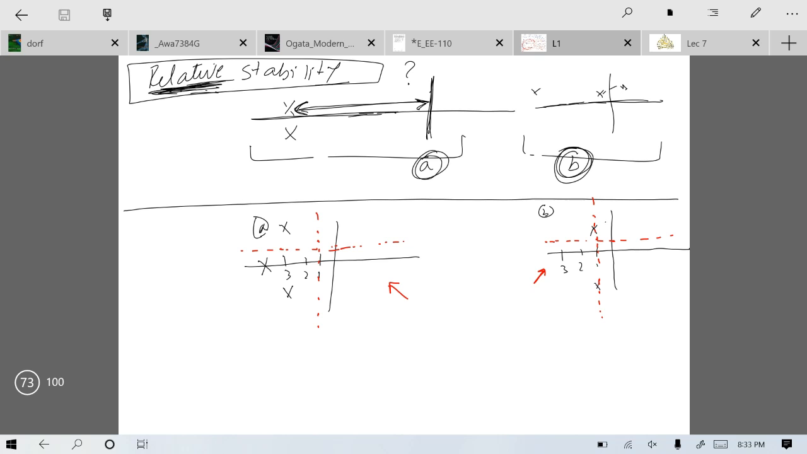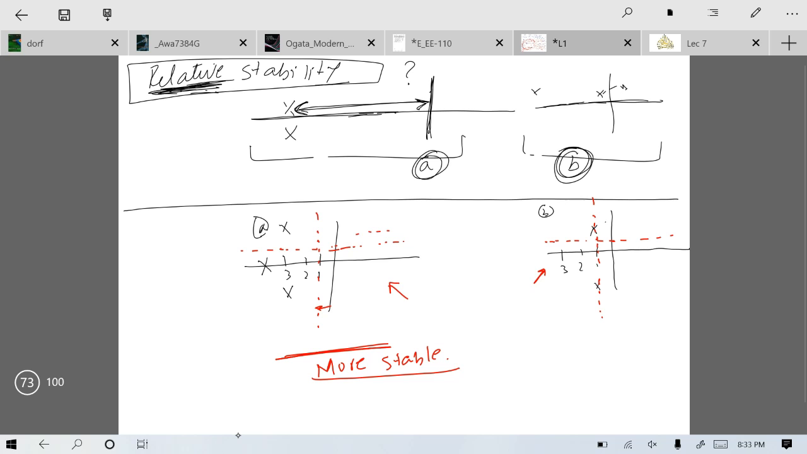So from here you can conclude that system A is more stable, because even after shifting the axis to the left, this system A is still a stable system. However, this system B became a marginally stable system.